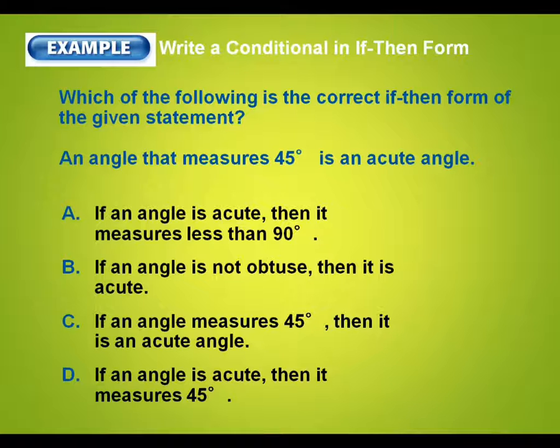Yeah, Grace? Yeah, then it's an acute angle, right? The conclusion is it's an acute angle. If it's 45 degrees, then it's an acute angle. So this is practicing just writing these conditionals in an if-then form. Once you have it in if-then form, identifying the hypothesis and the conclusion is really straightforward.